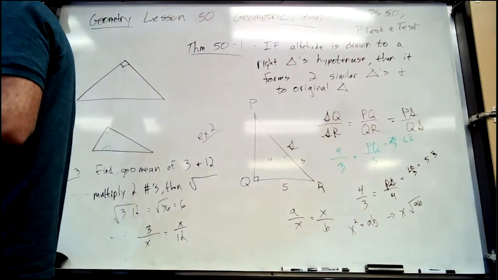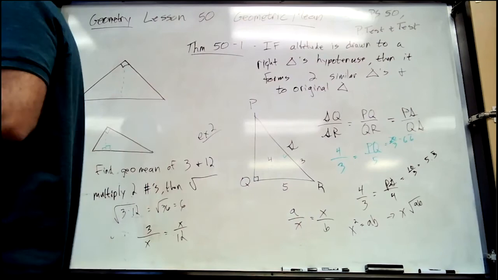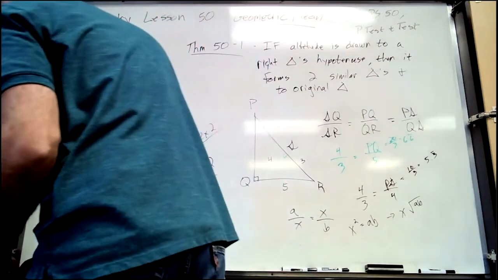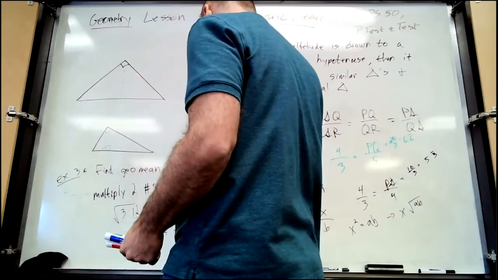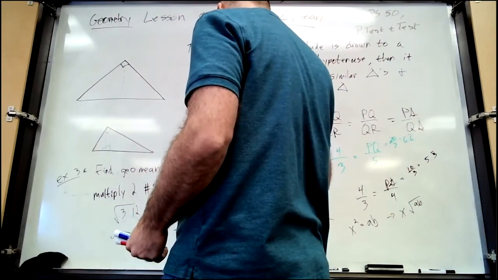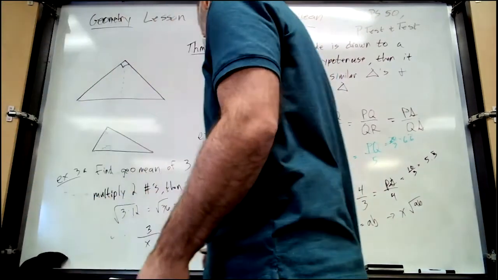Okay? All right. Here's some redemption. Find the geometric mean of, this is example 3b, find the GM of 2 and 9. Go.